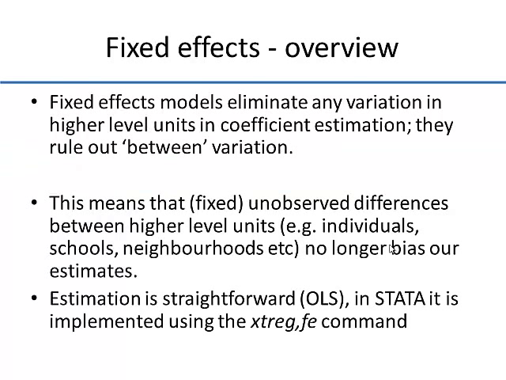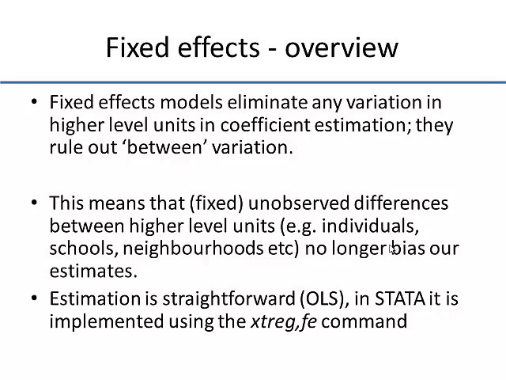Remember I spoke before about between variation. Multi-level models use comparisons between different schools, or between different individuals in the longitudinal example. The fixed effects models get rid of all that between variation. So any variation between higher level units is gone from the fixed effects model, okay? And this means that any fixed unobserved differences between higher level units can no longer bias the estimates. If you're familiar with using controls in statistical models, then using a fixed effects model is like someone giving you every single control variable you need at that higher level, okay?